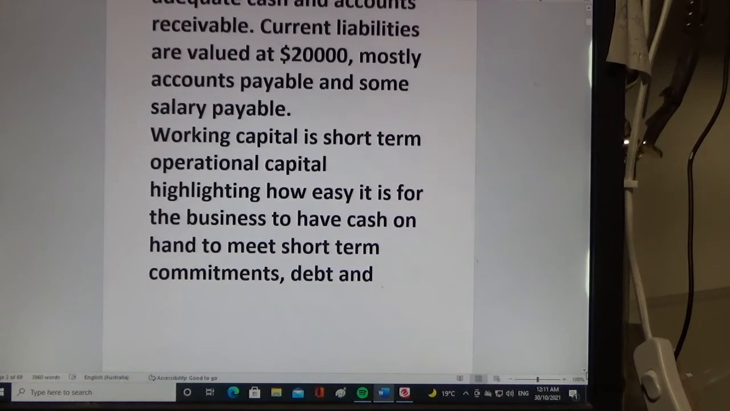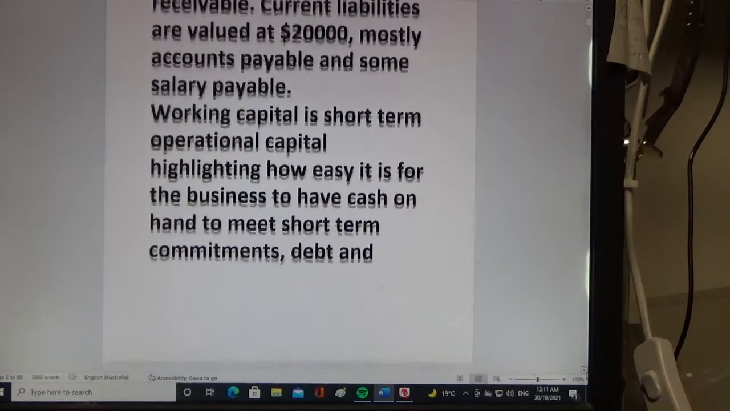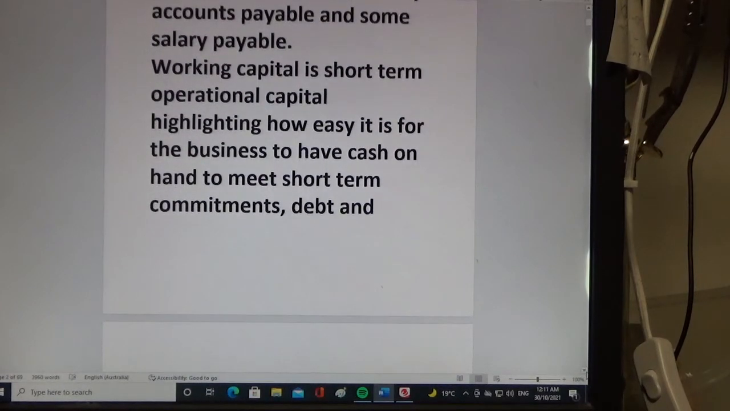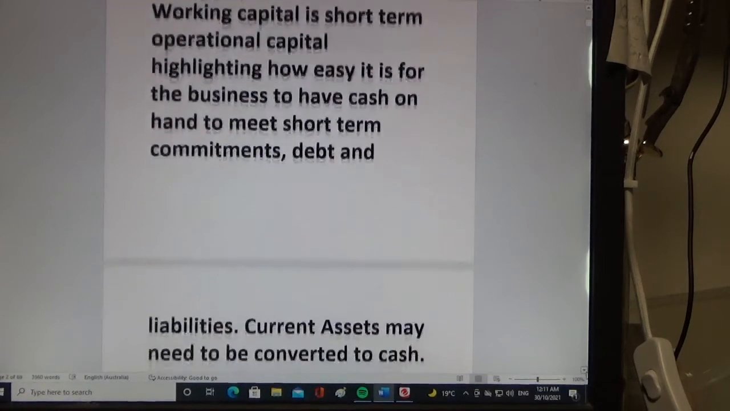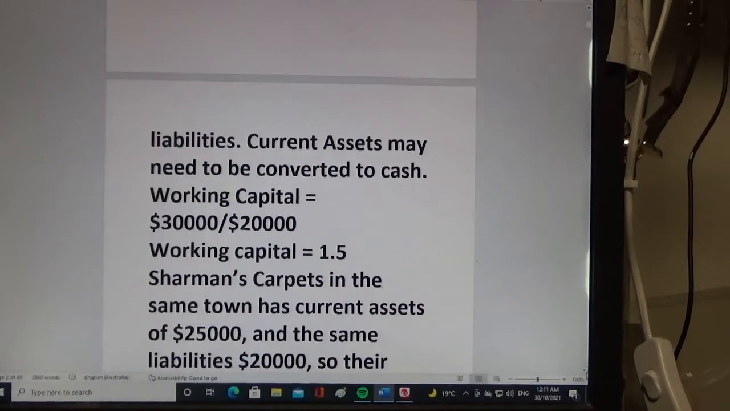So they're the figures. Working capital is short-term operational capital, highlighting how easy it is for the business to have cash on hand to meet short-term commitments, debt and liabilities. Current assets may be needed to convert it to cash, so liquidity. Liquidity means how readily you can convert current assets to cash.